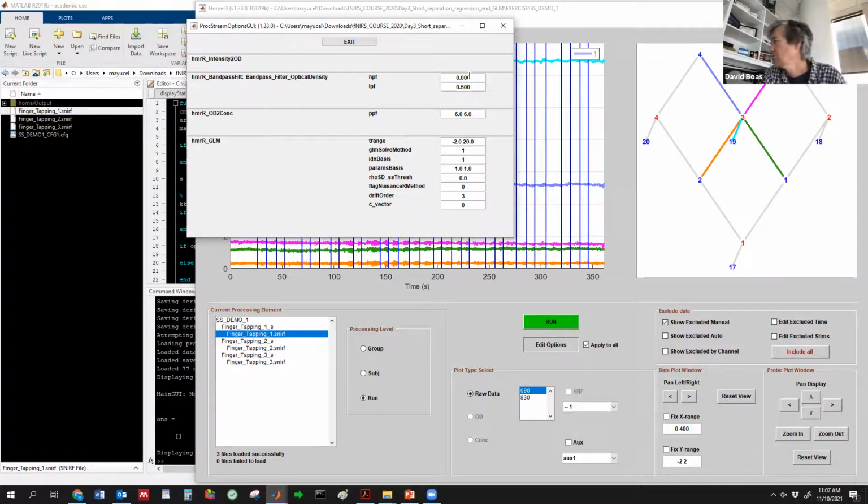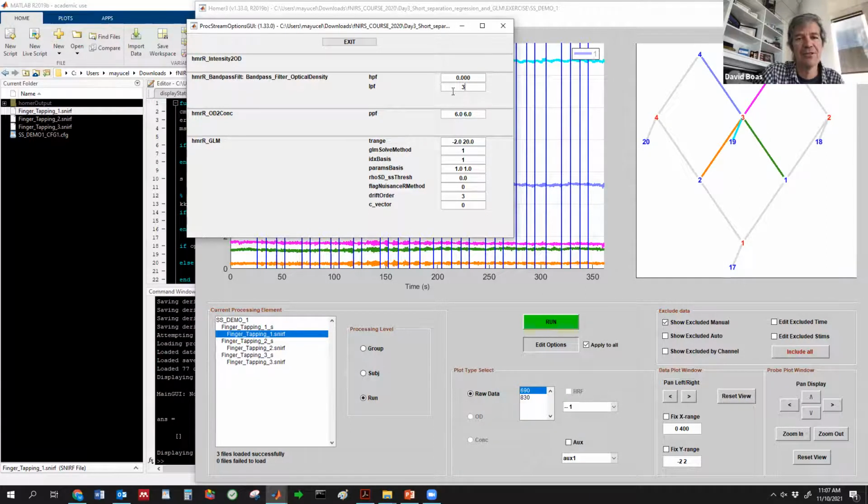Okay, so we have a high pass filter and a low pass filter. The high pass filter is 0, and the low pass filter is 0.5. I don't like making that 0.5. I like making it 3 because I always like to see the cardiac signal in the optical density data. If you make it 0.5, then it attenuates the cardiac signal in the optical density data.